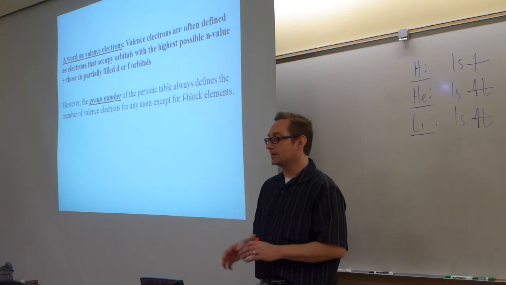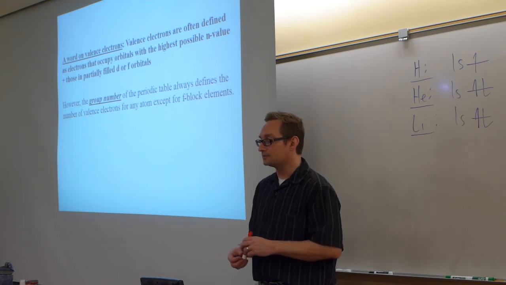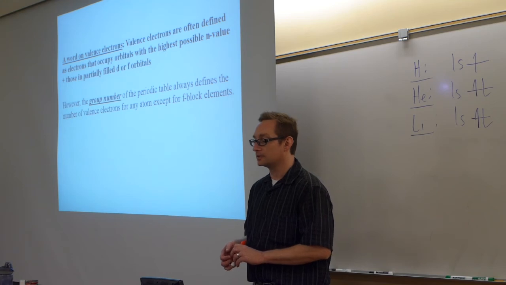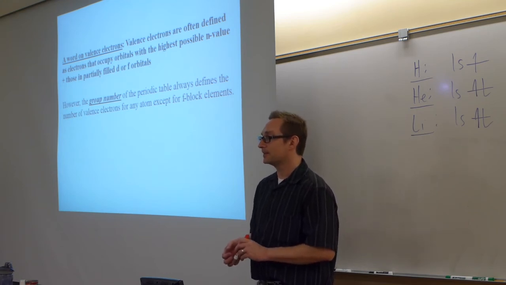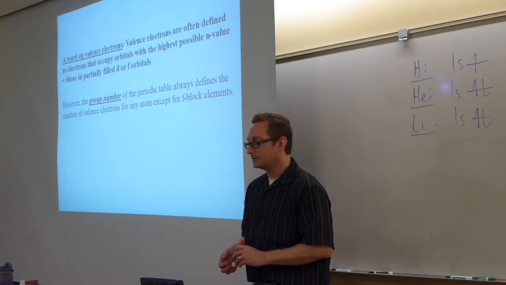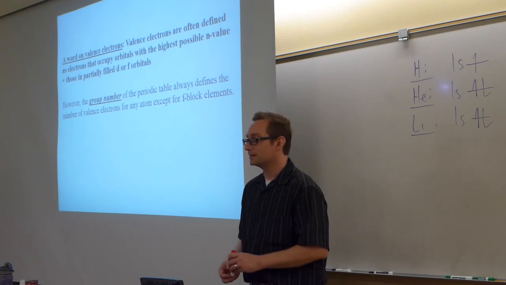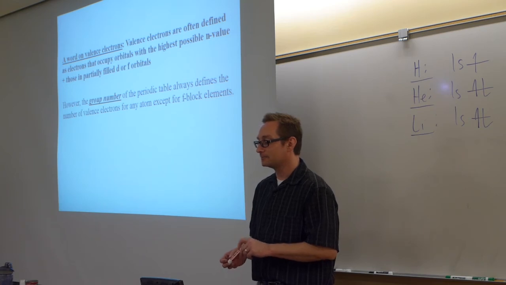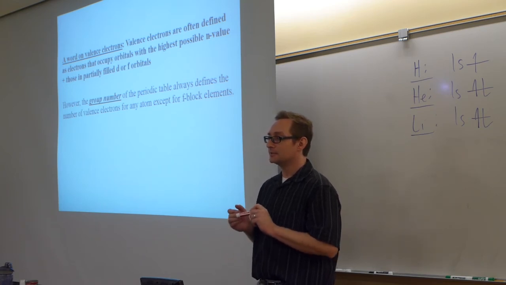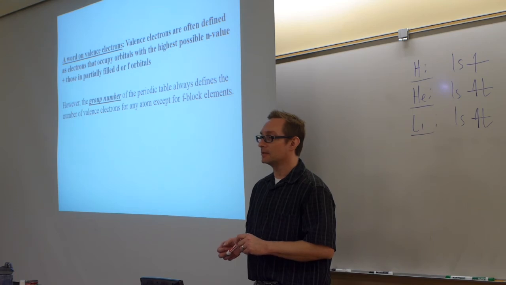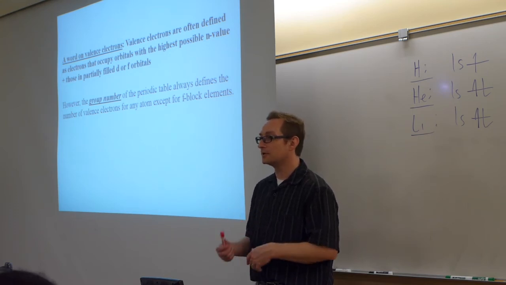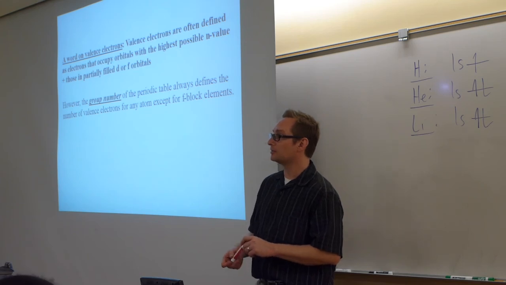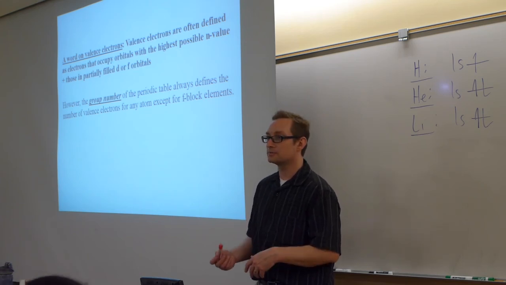So that's the semi-official definition, but ultimately the group number of the periodic table will always define the number of valence electrons in an atom, except for the F block elements. For the F block elements, it depends on what the reaction is. Do you remember in the transition elements how you can have different charges for the ions? Just in naming nomenclature, like copper or cobalt could be +2 or +3, iron could be +2 or +3.